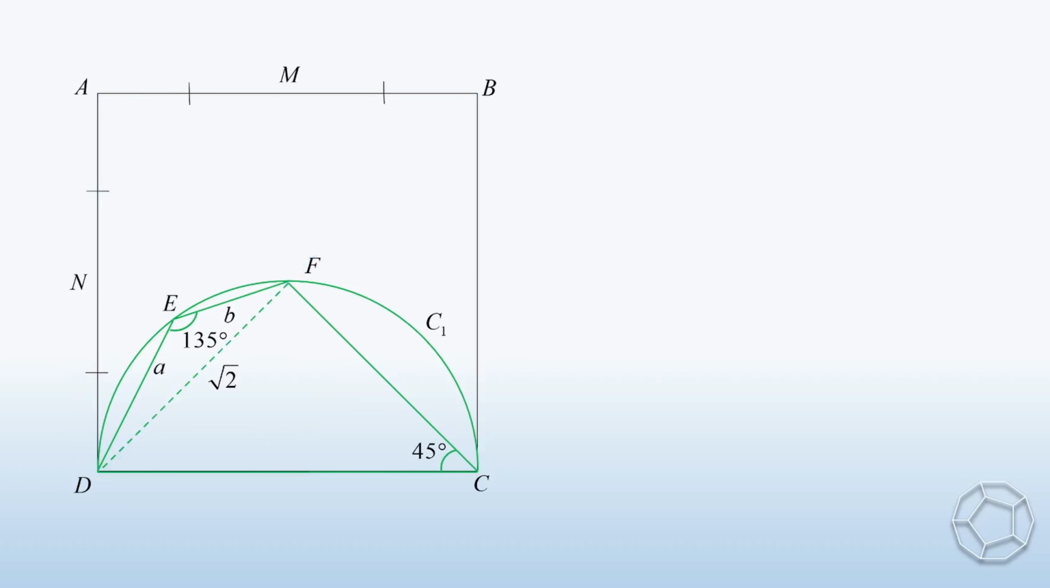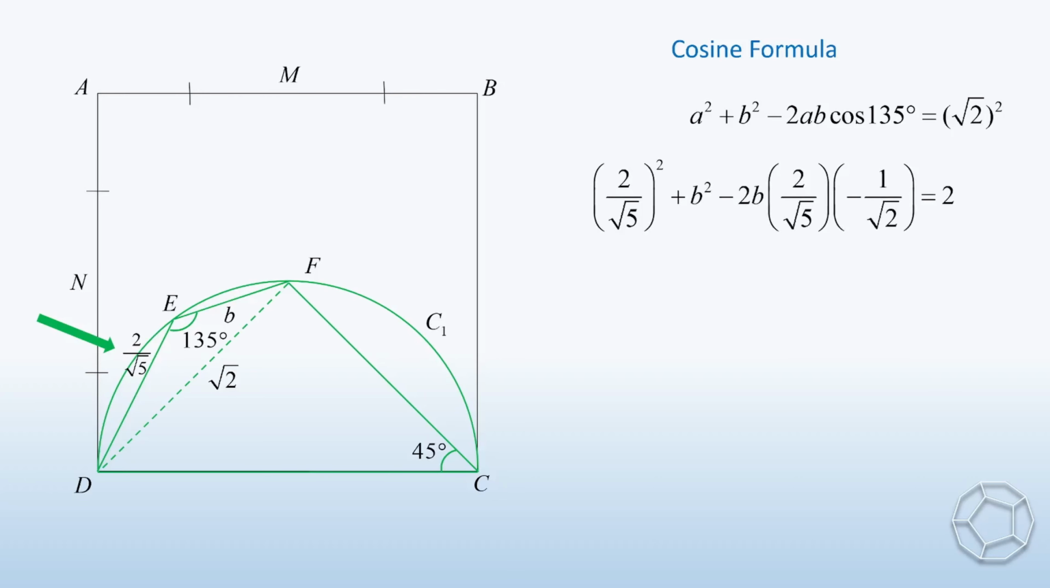Now, the side DF divides the polygon into two parts. For the upper triangle, we have three sides plus an angle. Then we're going to use the cosine formula, which is a squared plus b squared minus 2ab cosine 135 degrees is equal to square root 2 whole squared. We put a equals 2 over square root 5 into the equation and simplified it. Now it is a quadratic equation in b, which is 5b squared plus 2b times square root 10 minus 6 is equal to 0. It is not straightforward to factorize it.